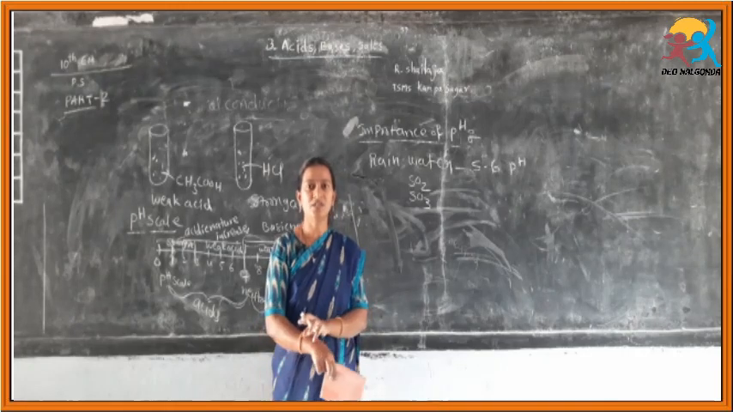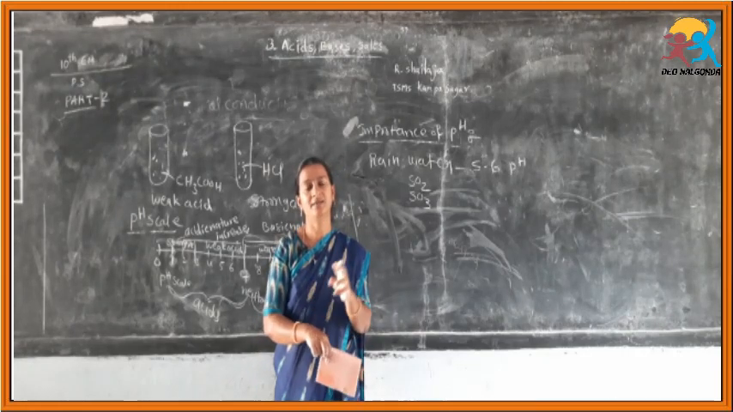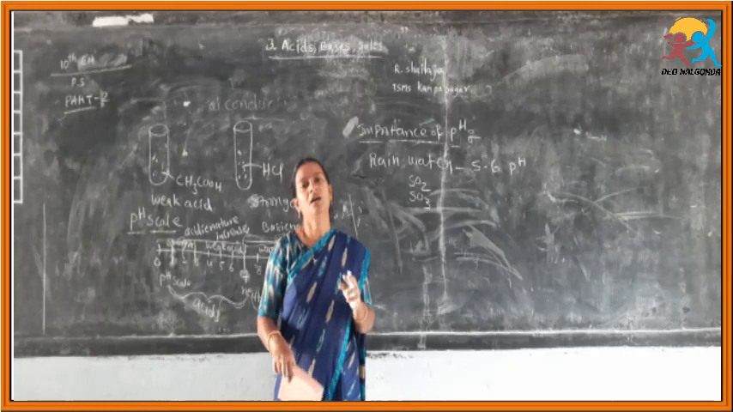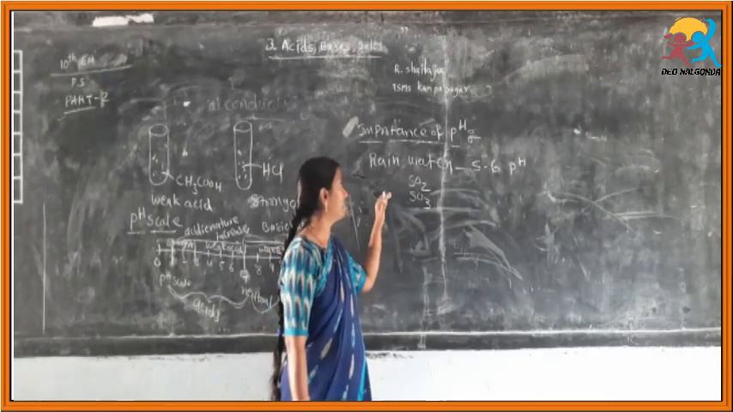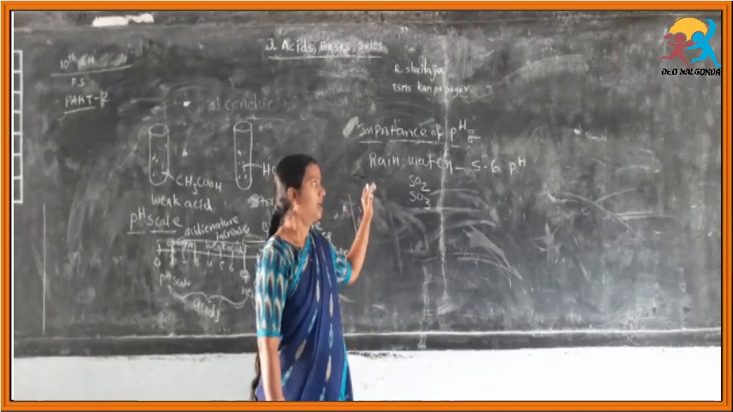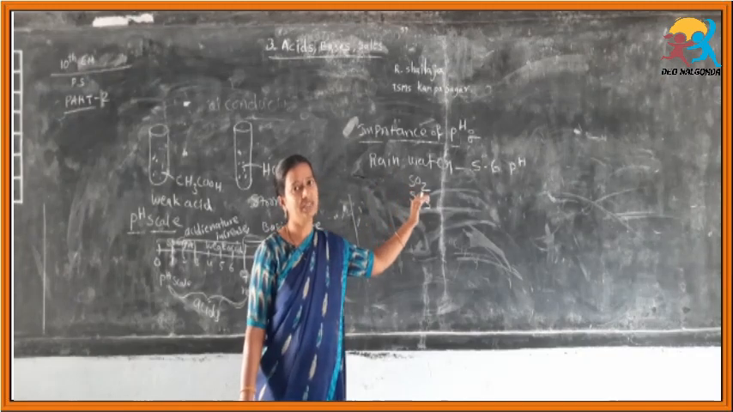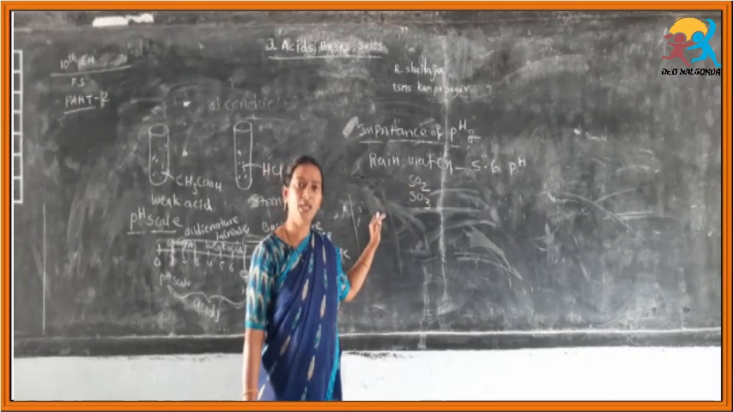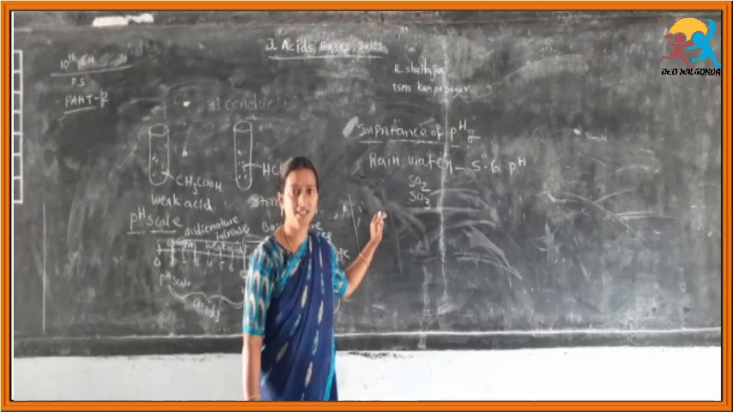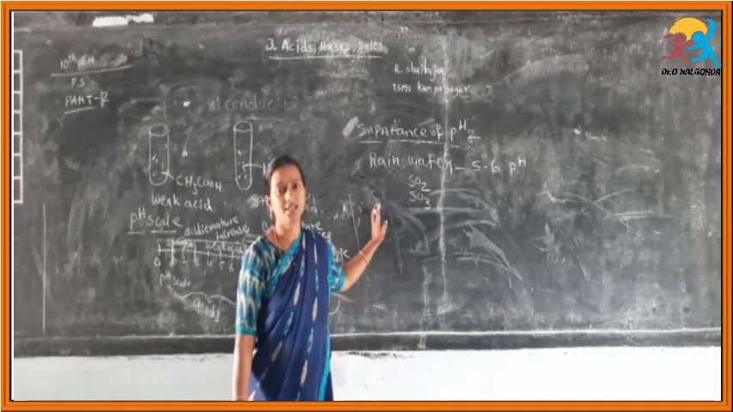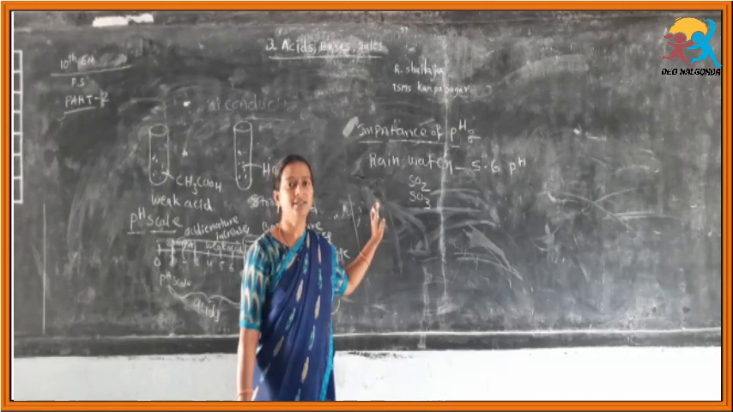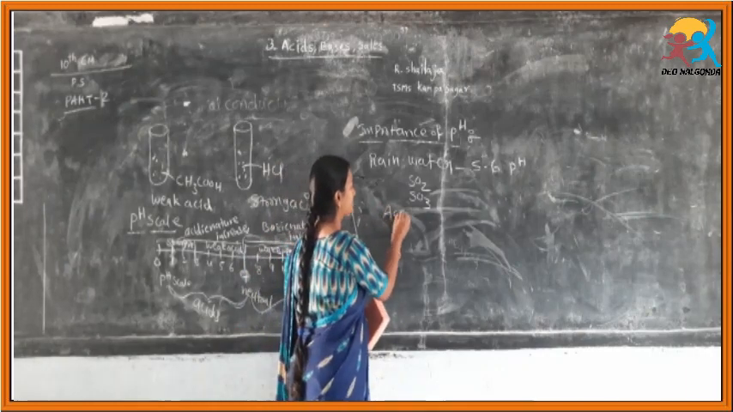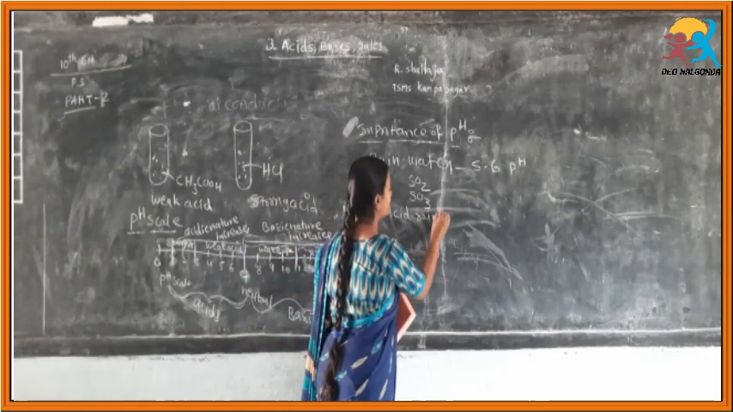In our bodies also, when we get acid rain, some allergies occur on our skin. So it affects the pH value. Normal rainwater pH value is 5.6. If it is less than 5.6, the acidic nature of the rainwater increases, and that rain is considered acid rain. That acid rain damages the buildings.